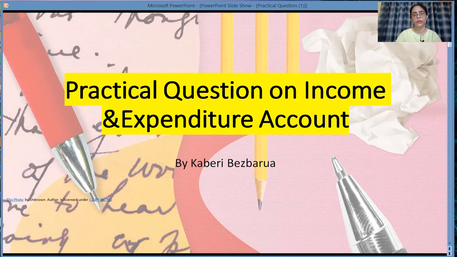Not-for-profit organizations prepare three types of accounts: first, the receipts and payments account, which I have already discussed and done practicals on in detail. Second is the income and expenditure account, and third is your balance sheet, which we are going to do later. So our topic of discussion is the income and expenditure account.